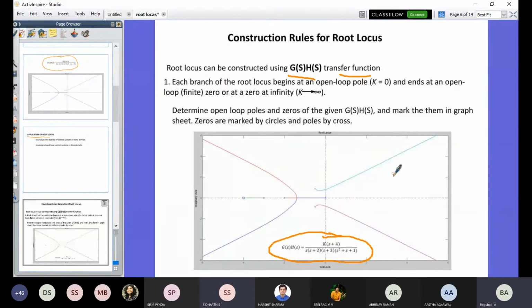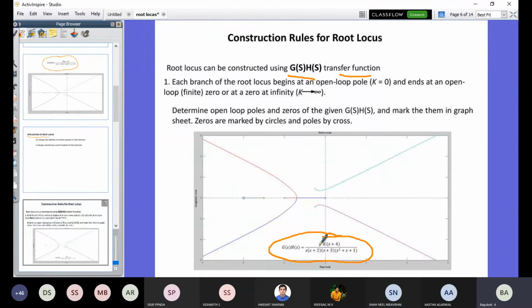What are poles and zeros? Where will they be located in the transfer function? Zeros are where the numerator equals 0 and poles are where the denominator equals 0. Poles are the solutions of the denominator. Okay. So the numerator contains zeros, the denominator contains poles.